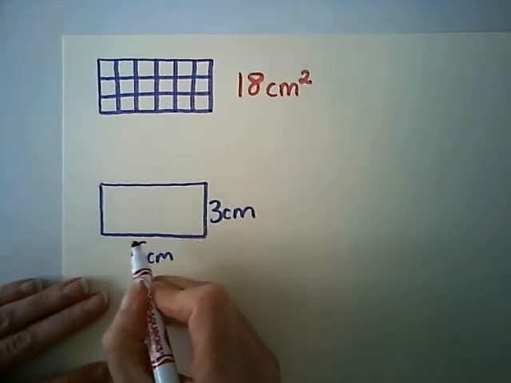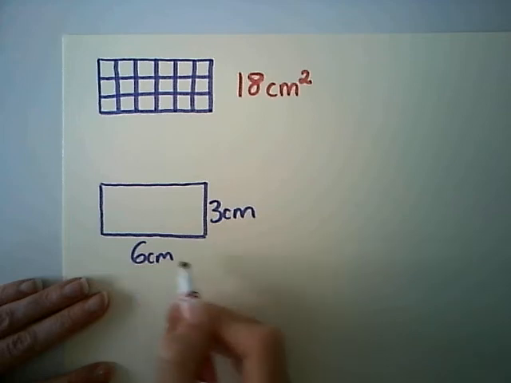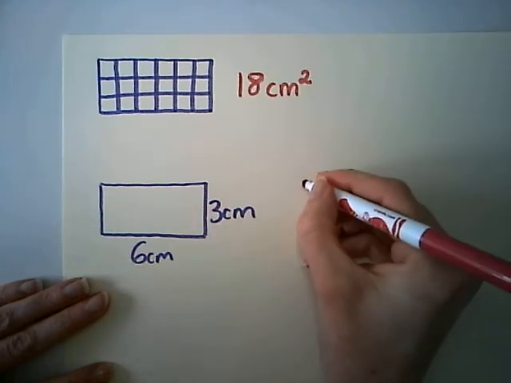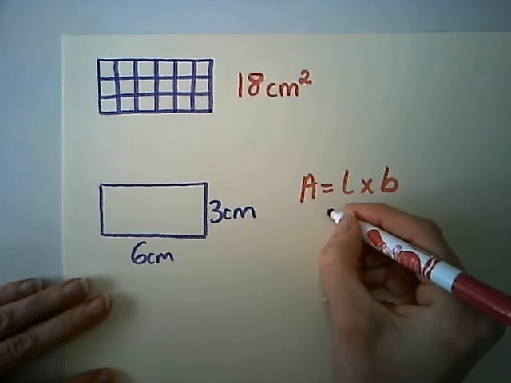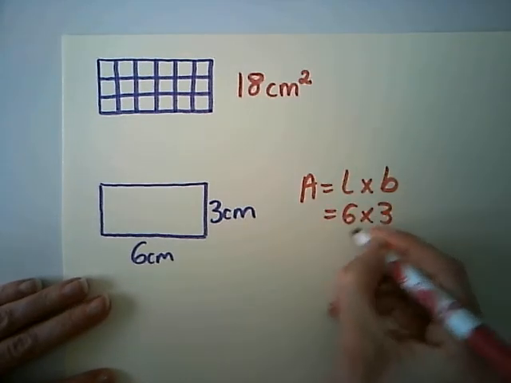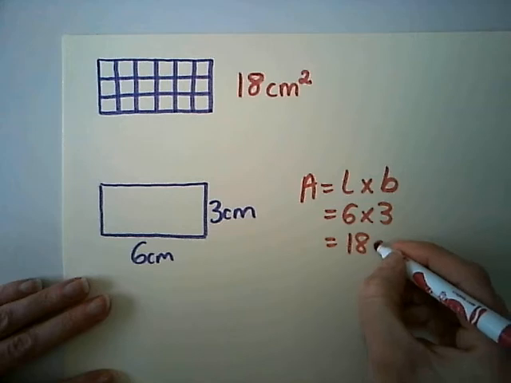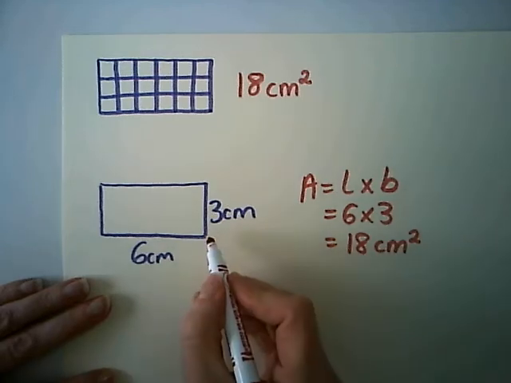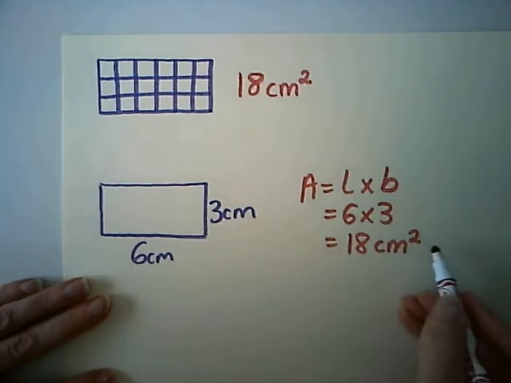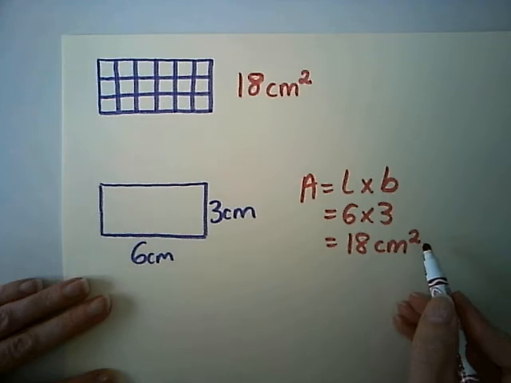If you're not shown the squares, but you know the length and the breadth, you just write your formula out. So area equals length times breadth, which is 6 times 3, which is 18. And again, we write the squared centimetres on as our units. Area is in 2 dimensions, so there should always be a little 2 up in the air when you're finding area.